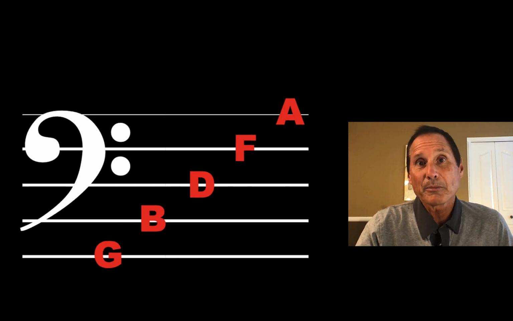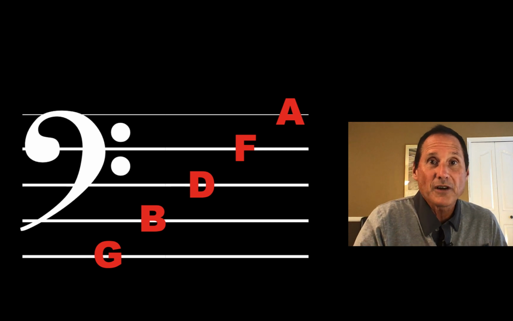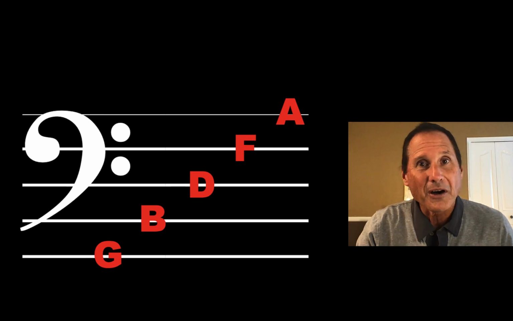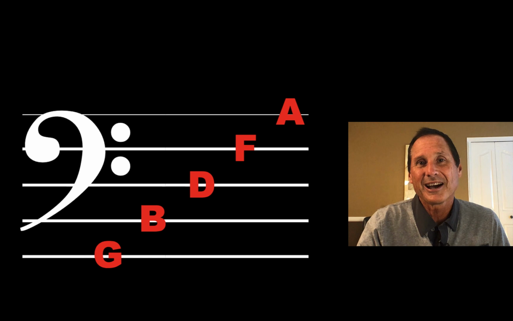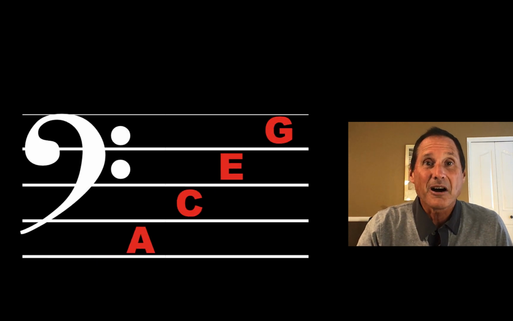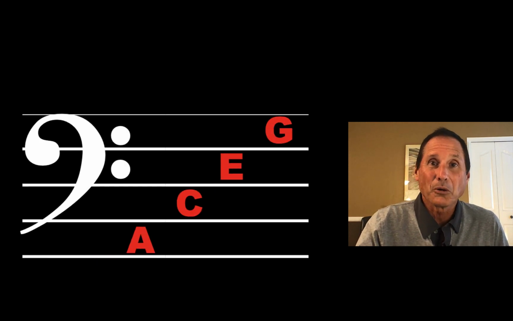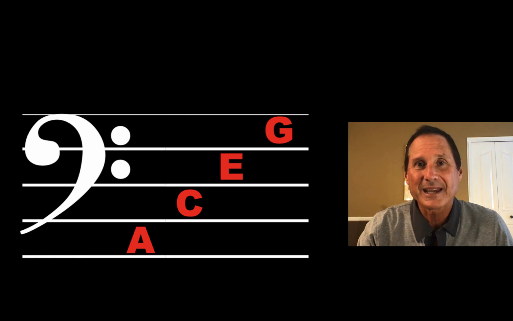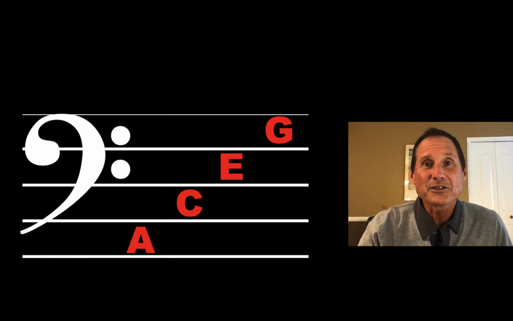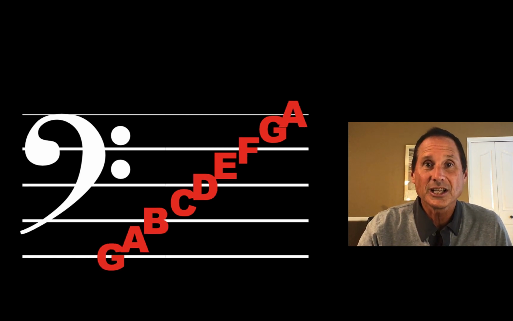Again, some folks come up with a saying of good boys do fine always, or good burritos don't fall apart, or something like that to remember the lines. Or something like, all cars eat gas, or all cows eat grass, to remember the spaces. For me and many others, we just remember that the bottom line is G, and we follow our alphabet from line to space and line to space.